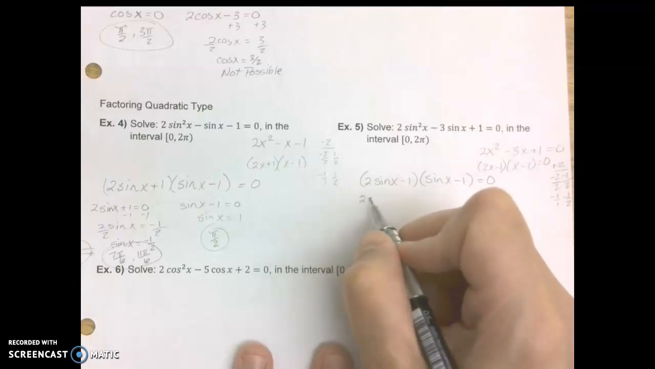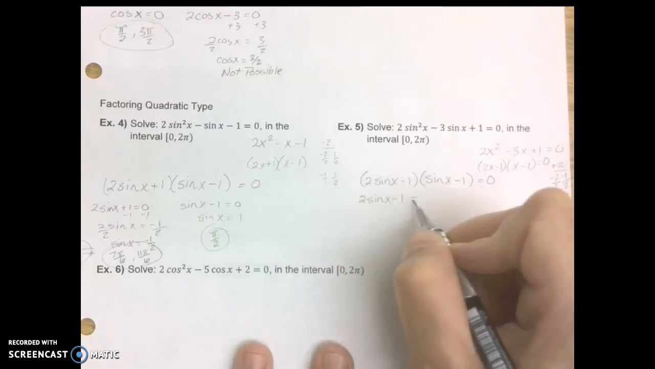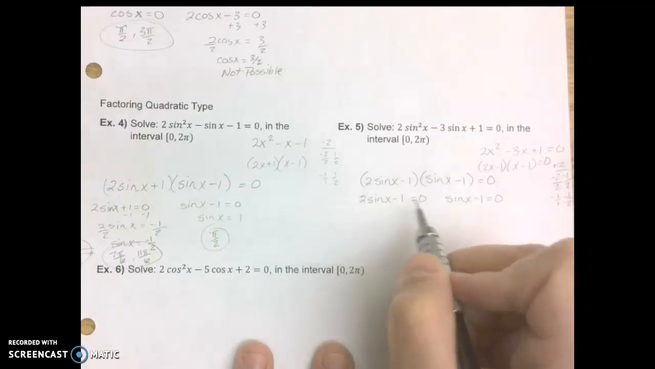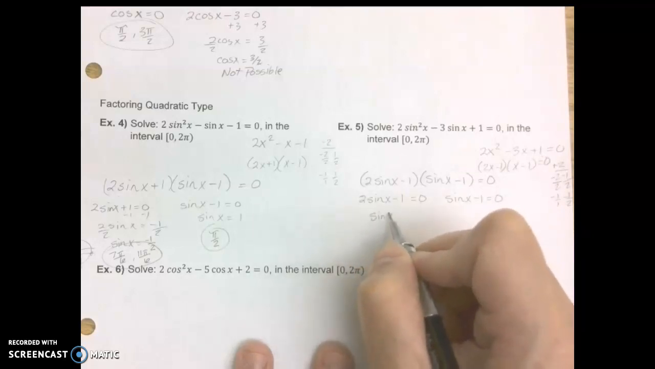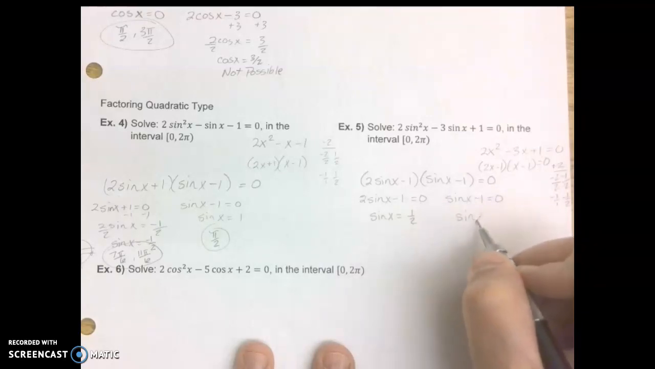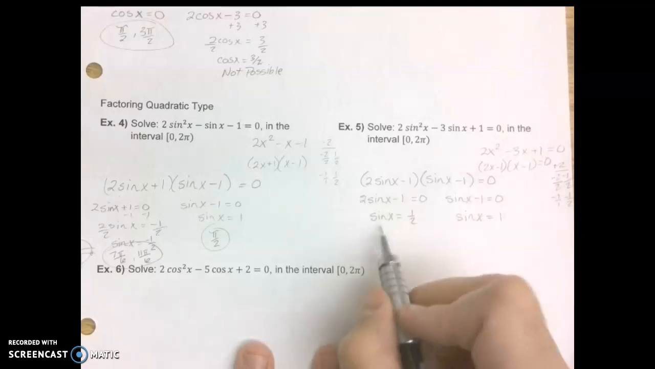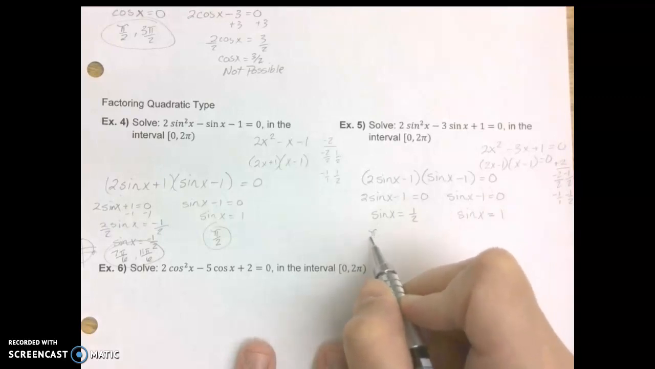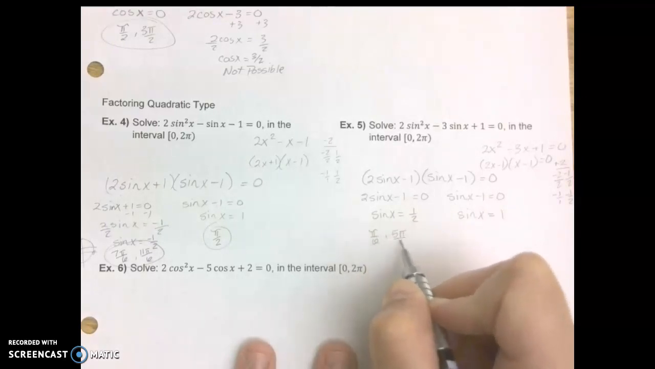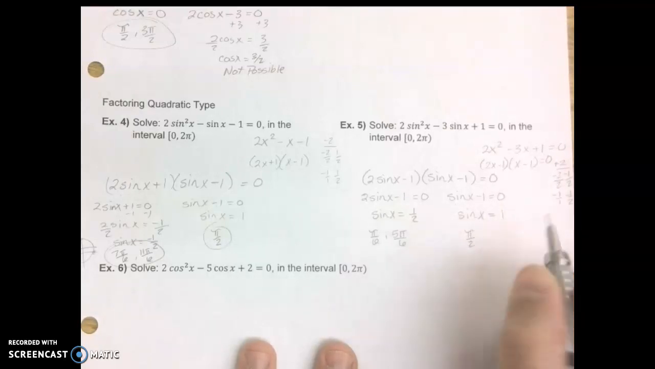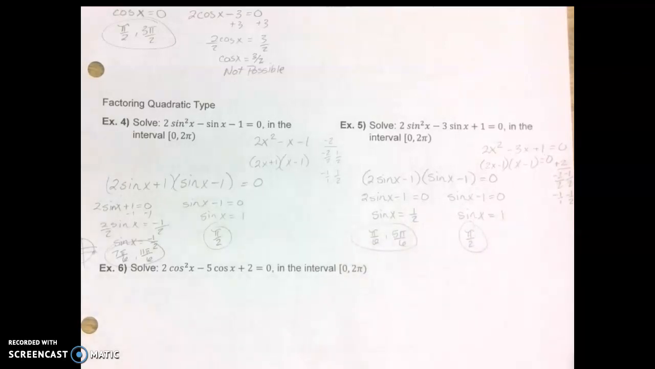Set each one equal to 0. I would add 1, divide by 2. This will give me a sine of x equal to a positive 1/2. Add 1. This gives me a sine of x equal to 1. When is the sine of x equal to 1/2? That's going to be at pi over 6 and 5 pi over 6. When is the sine of x equal to positive 1? That's at pi over 2. So here are my three solutions between 0 and 2 pi.